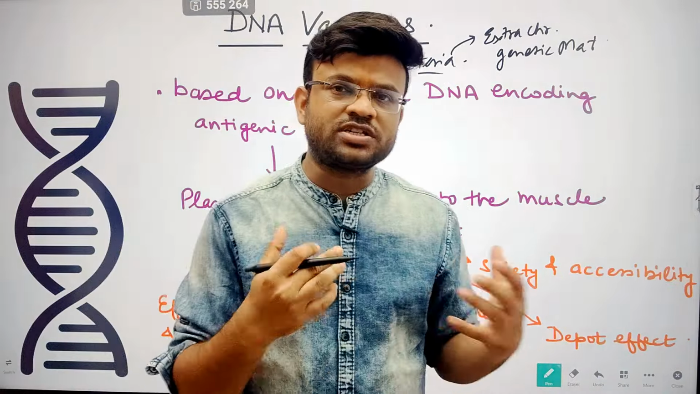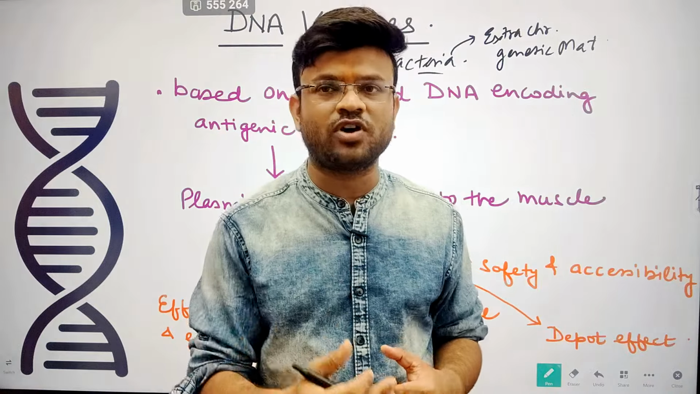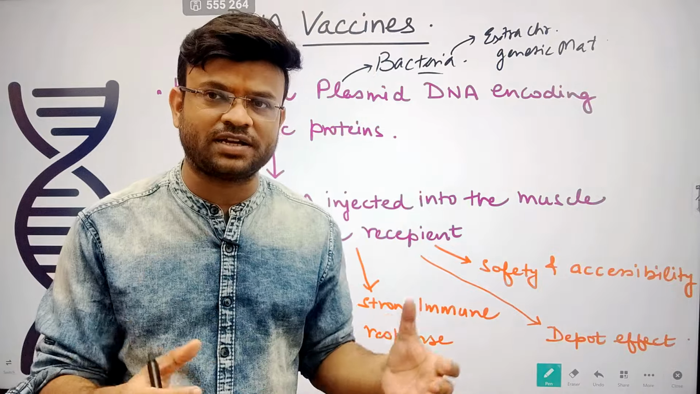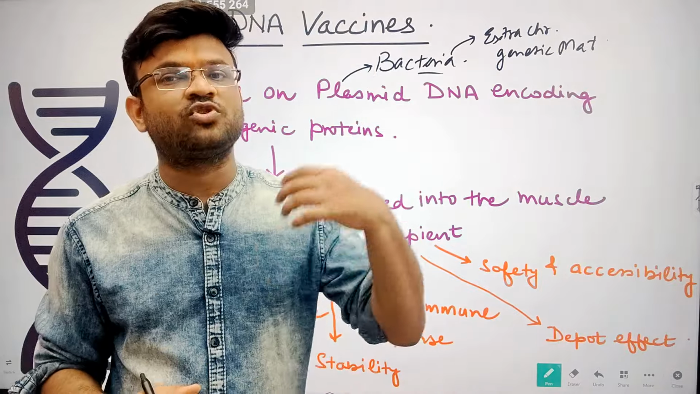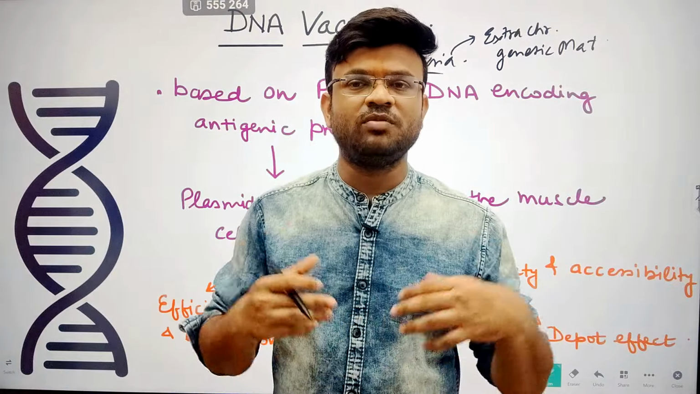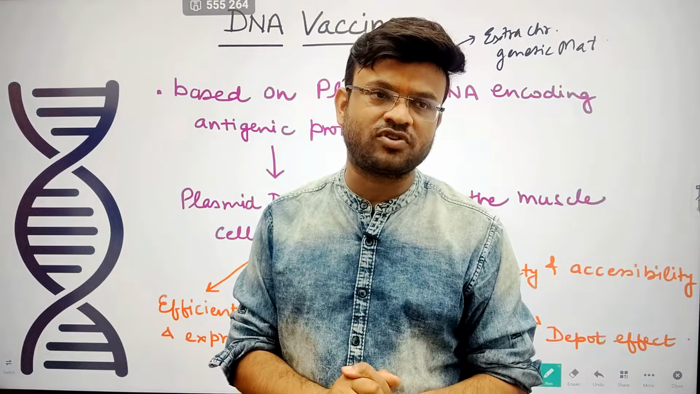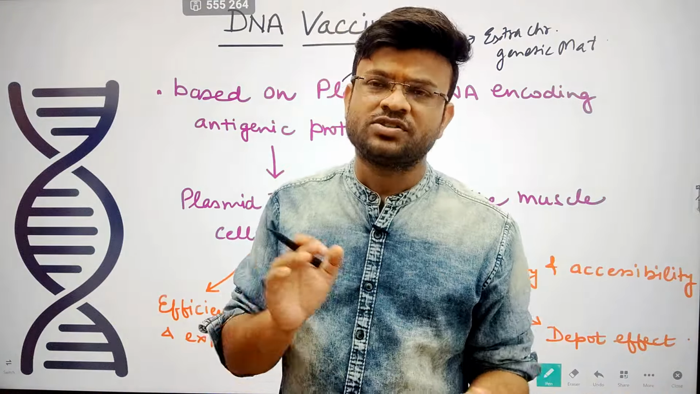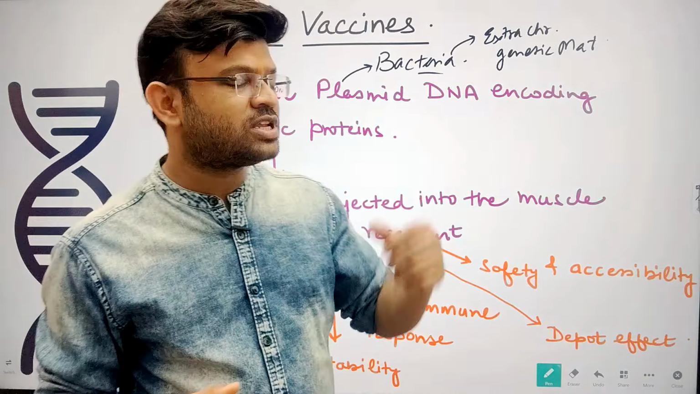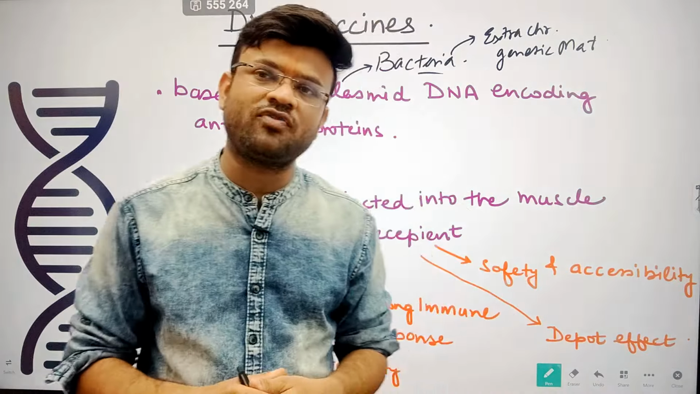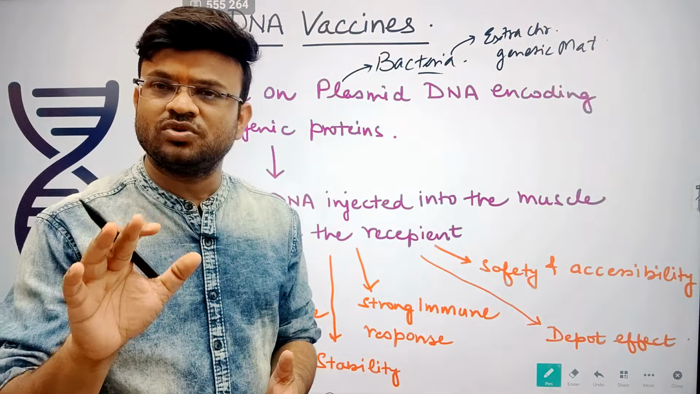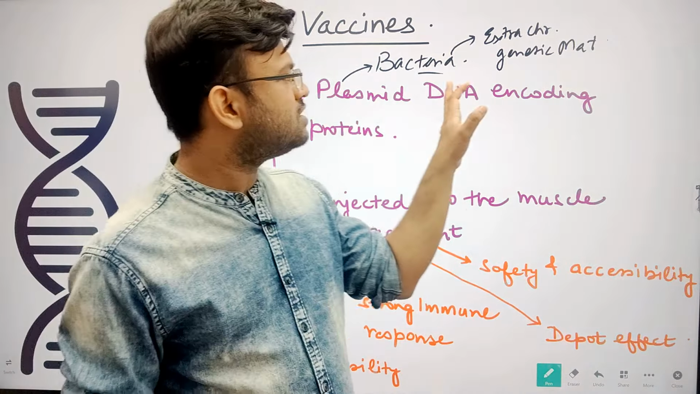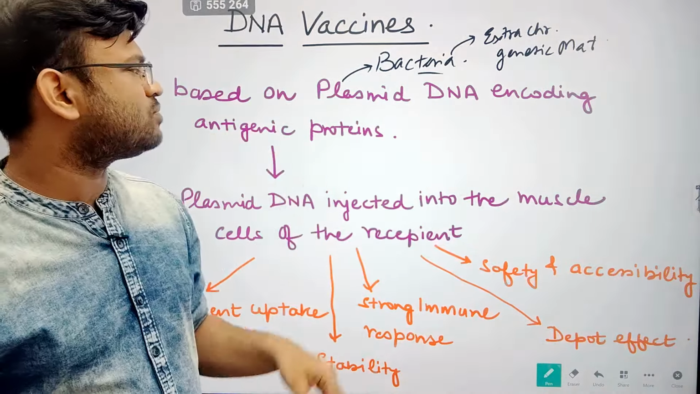Apart from that, there are some plasmids that encode for producing toxins. That means if a plasmid is present inside a bacterium and the function of the plasmid is to produce toxins, obviously the bacterium would be producing lots and lots of toxins, and because of these toxins, the bacteria around it would be killed. So plasmids basically are extra chromosomal genetic material seen in bacteria that offer some advantageous features to that bacterium. Now, coming back to our topic, DNA vaccines are based on plasmid DNA encoding antigenic proteins.